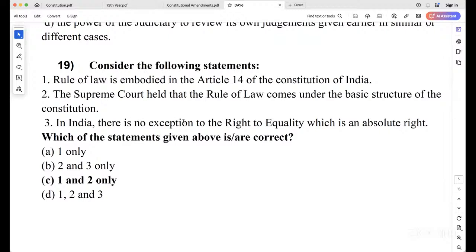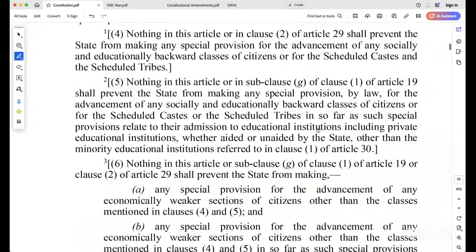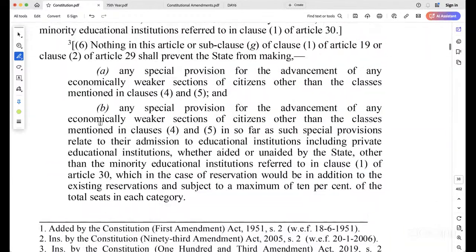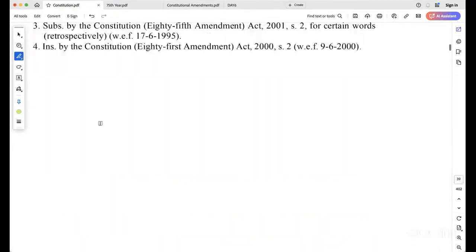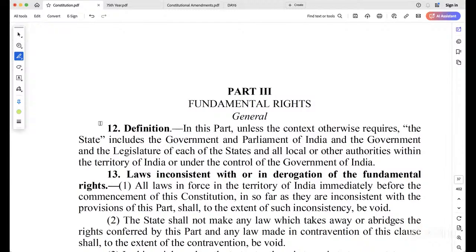So what are the exceptions given in right to equality? Third option correct. In India there is no exception to the right to equality. Just one minute. See, under right to equality, what are the articles included? Article 14, Article 15, 16 and 17. Clear? So, is there any reasonable restrictions there?